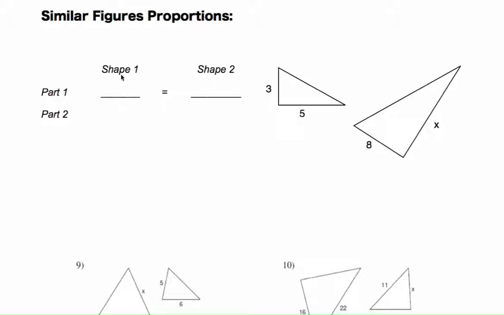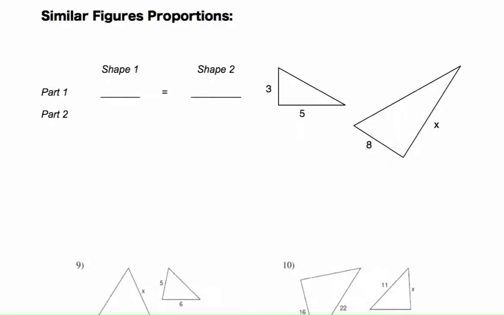Well, basically, similar figures are two shapes that have the same shape but different sizes and maybe a different rotation. We call it different orientation. So it might be flipped around, it might be rotated, it might be mirrored, but it has the same shape, but different size and orientation. So let's check this out.